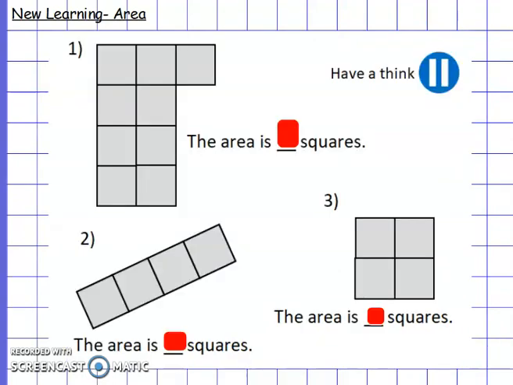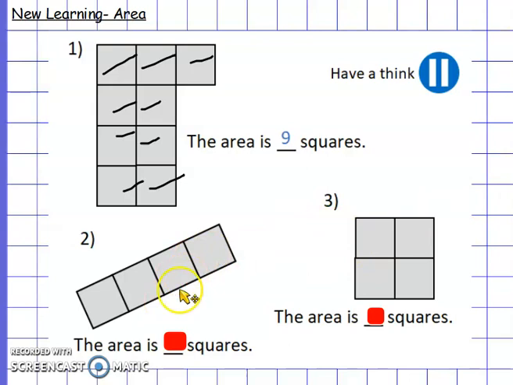What about these? Let's have a look together. Can you count with me? 1, 2, 3, 4, 5, 6, 7, 8, 9. The area of this shape is 9 squares.